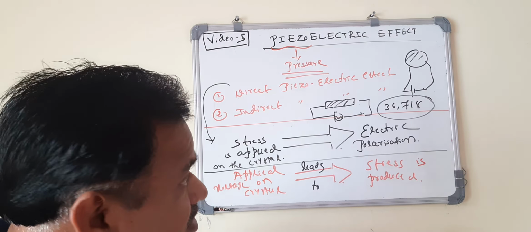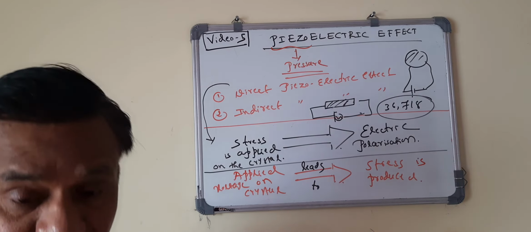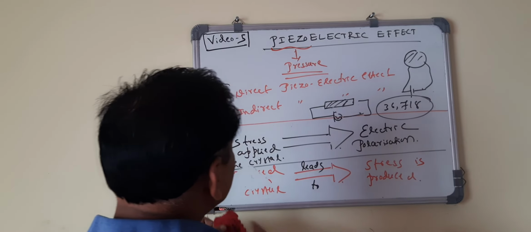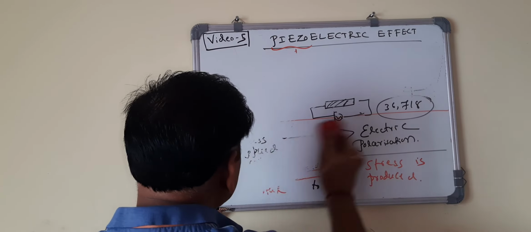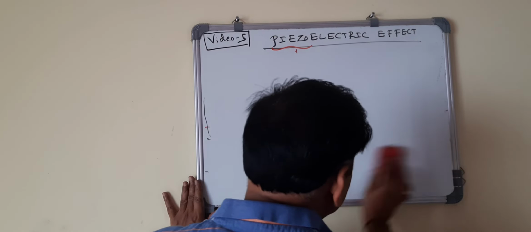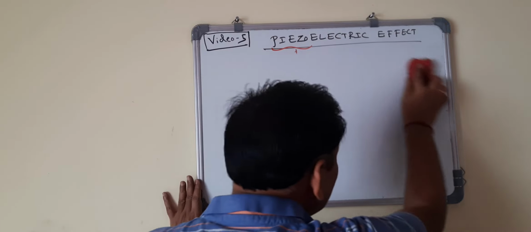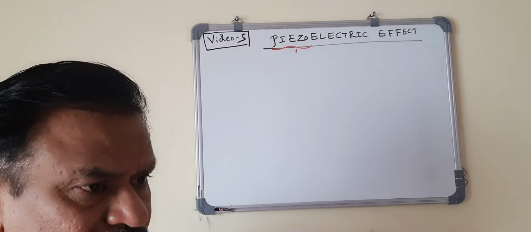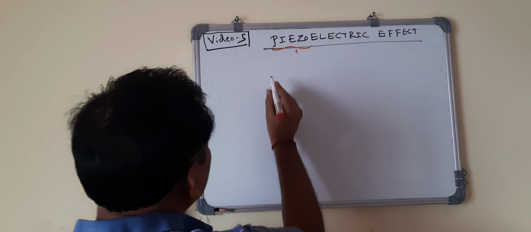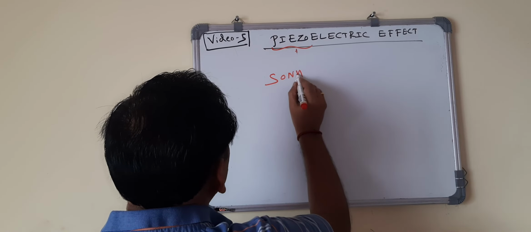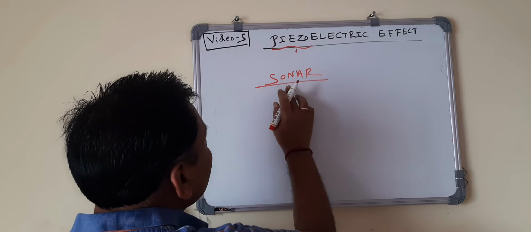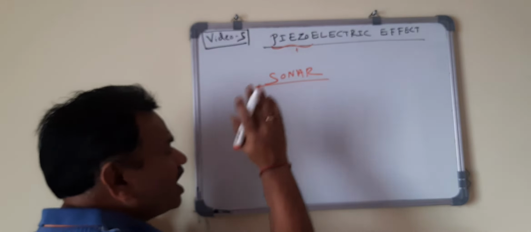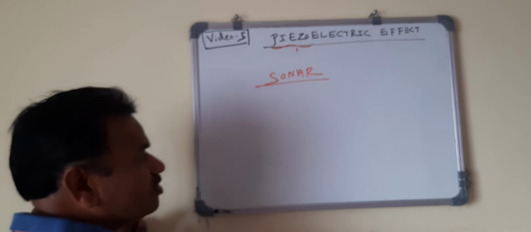And one more application is there. They are used in microphones and also in transducers. What is a transducer? Transducers are devices which convert mechanical energy into electrical energy. Transducers are also used in sonar navigation. What is sonar? Sound navigation and ranging. It is called sound navigation and ranging. I will come to that.